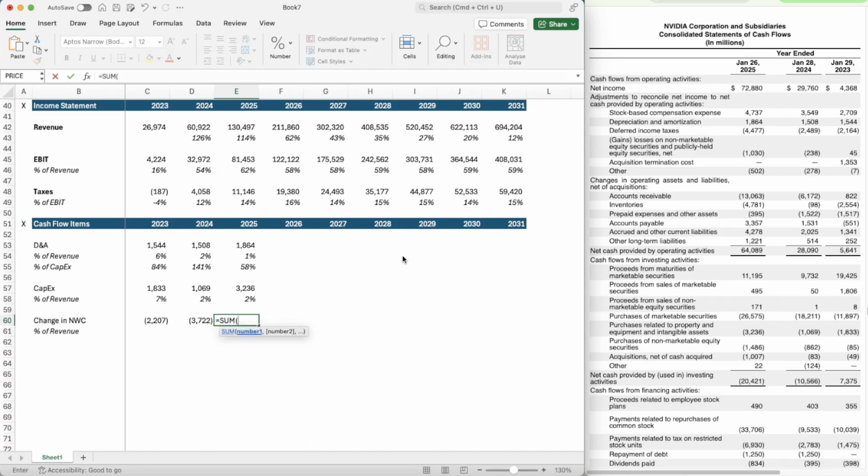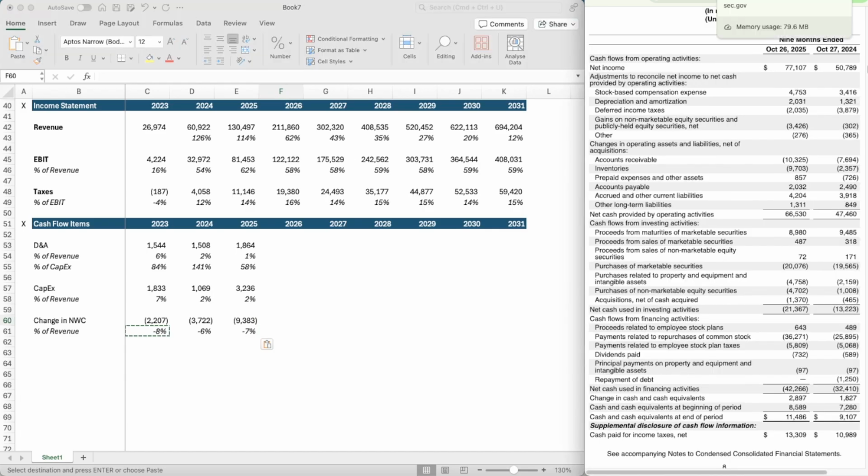Again, negative 133, 47, negative 4781, negative 395, 337, 4278, 12. And we want to know what that is as a percentage of revenue. The fact that these are negative means that it's good for cash flow, because you'll see when we do the calculation afterwards.